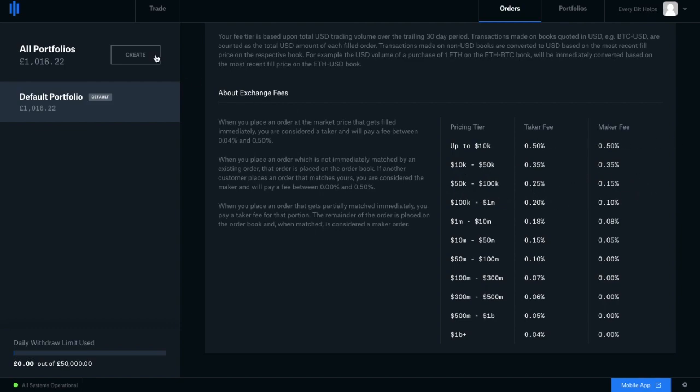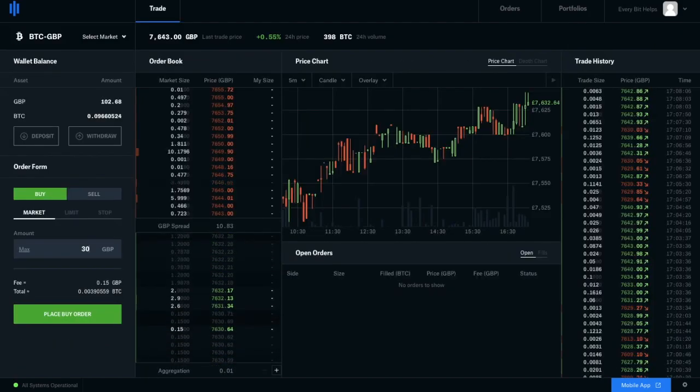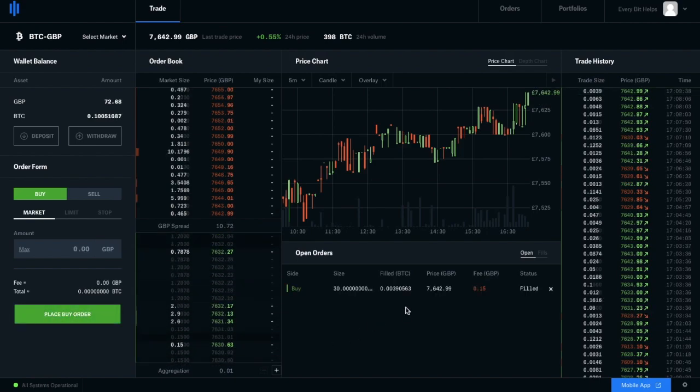Now back over to our order. When you're ready to place your order, you can simply click onto Place Buy Order. The order will then immediately fill and show in your completed orders. And as I said, the same process will apply to Blockchain.com's exchange and Binance.